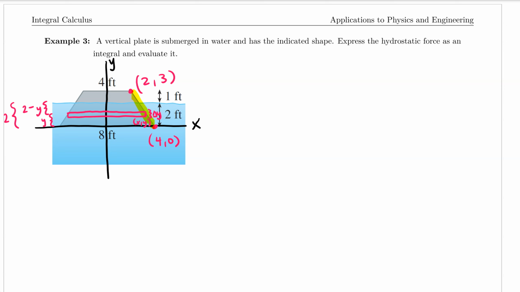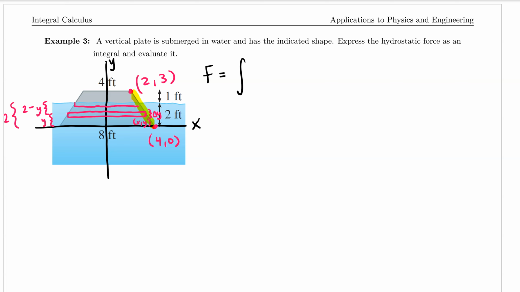Okay, so my mnemonic device is ducks glide down lakes. When we're coming up with our limits of integration, we're thinking about where my cross-sections start and where my cross-sections end. But because we're talking about hydrostatic force, that is the force being applied to the plate by the water.